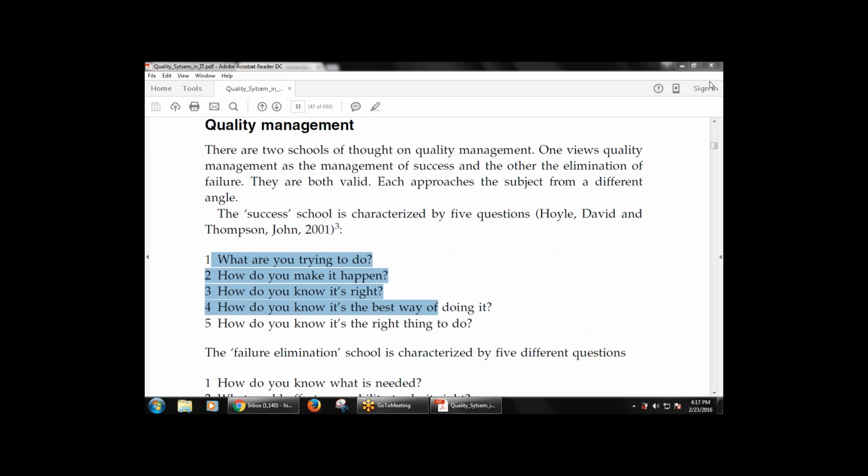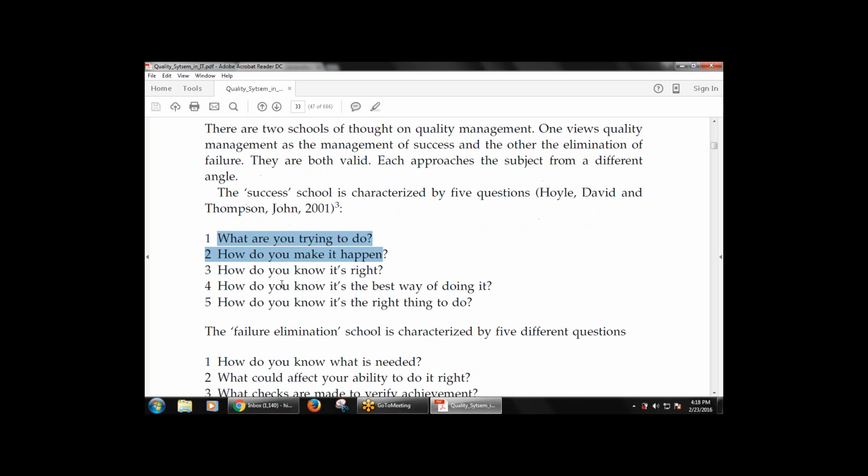That is how quality can be improved using these questions. The first question is, what are you trying to do? That means what do you want, what's your target? Then how do you make it happen? What are the possible solutions to make it happen? Then how do you know it's the right position or not? And how do you know it is the best way of doing it? Whether this is the right option, the right thing to do or not? These are the 5 questions discussed about quality management.